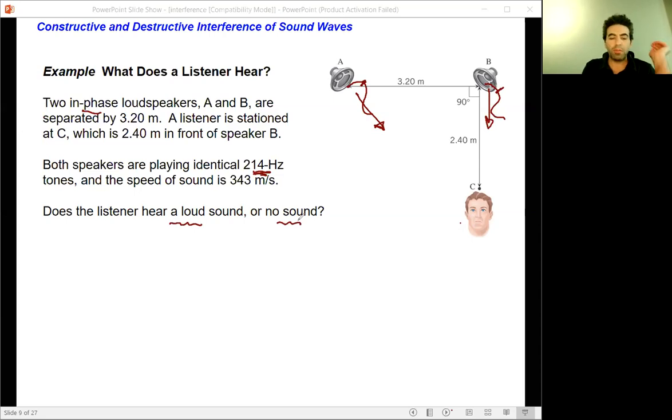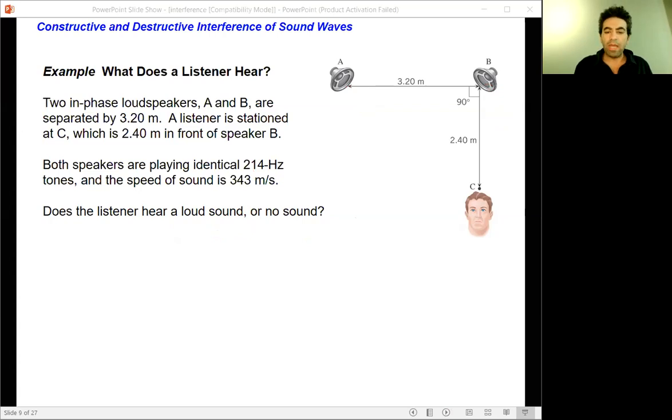A loud sound, of course, means there's constructive interference because the two waves are adding together to make a loud sound. No sound means destructive interference. The two waves are adding together, but they're out of phase, so the crest is lined up with a trough and the trough is lined up with a crest, and you get no sound at all. You get zero, destructive interference. So the question really is about what kind of interference is happening at this point C due to the two sources A and B.